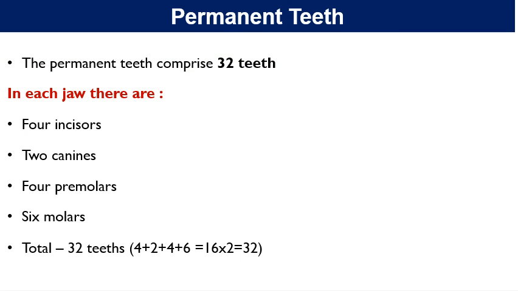And if you talk about the permanent teeth, the child will have 32 permanent teeth, and in each jaw there are 4 incisors, 2 canines, 4 premolars, and 6 molars, and totally it makes the figure 32. Right, this is about the permanent teeth. They start to erupt in children when the child is around 6 years old.